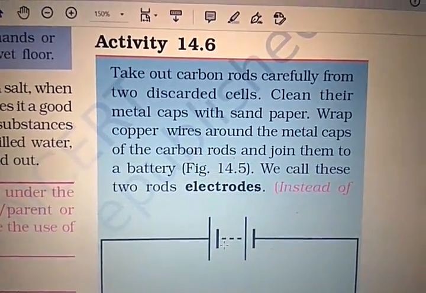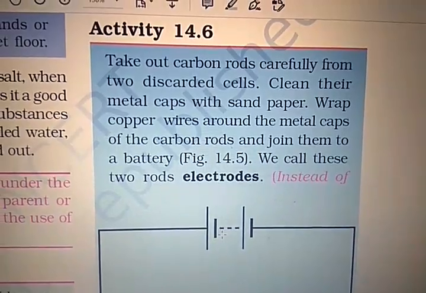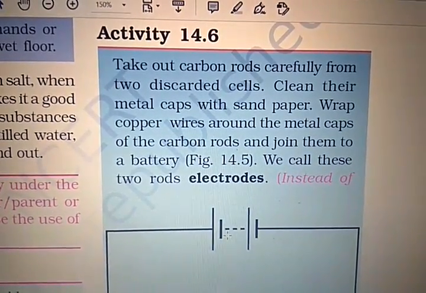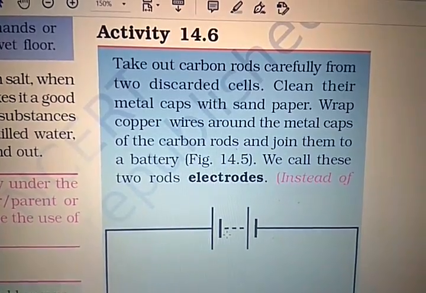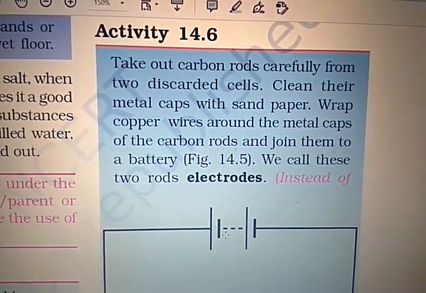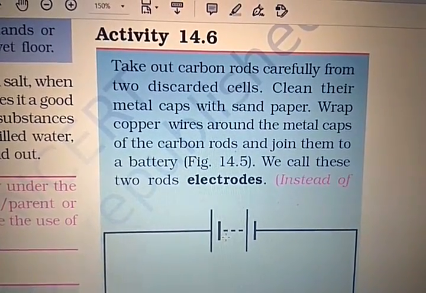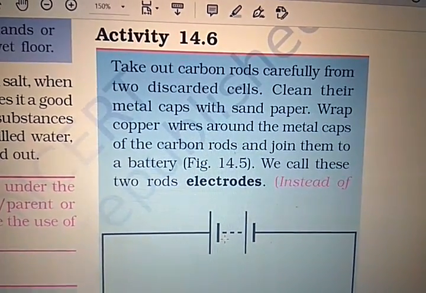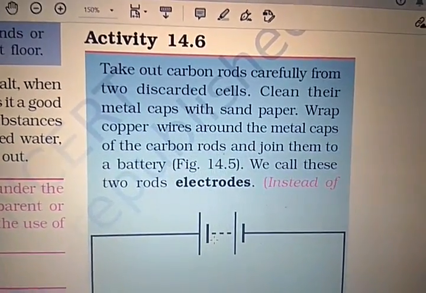In this activity, take out carbon rods carefully from two discarded cells. Clean their metal caps with sandpaper. Wrap copper wires around the metal caps of the carbon rods and join them with the battery. We can call these two rods electrodes.